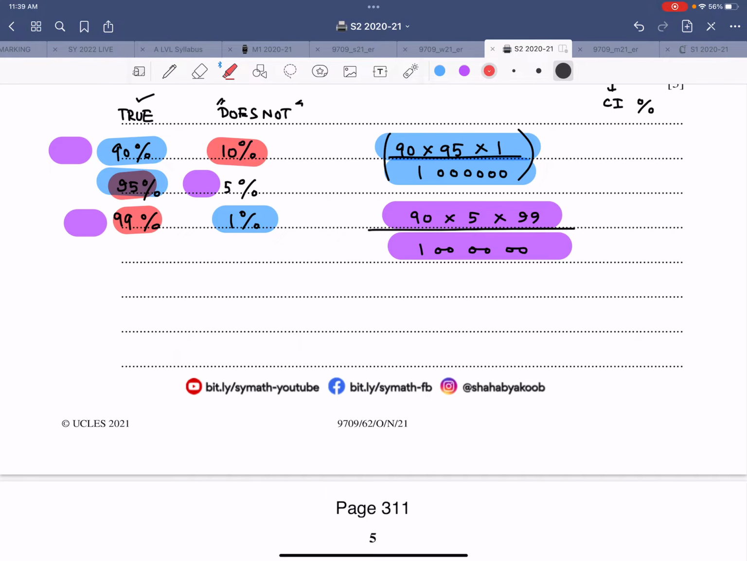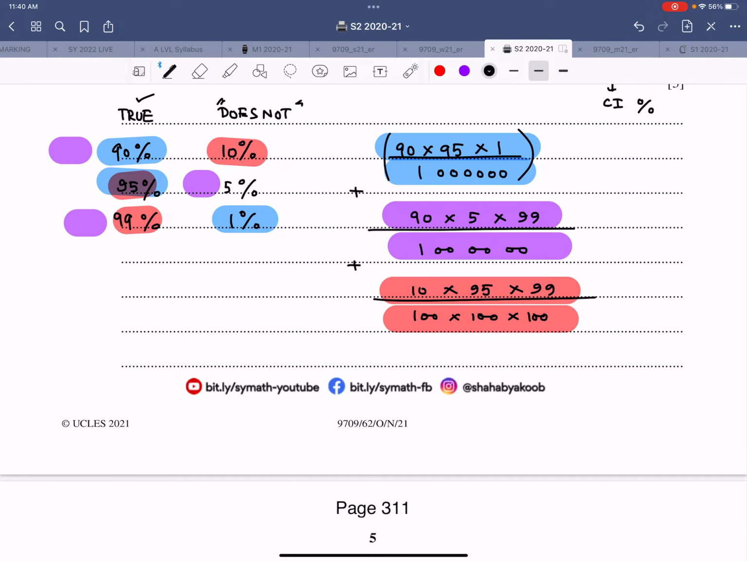So 99 and 95 and 10, that is the third one. So therefore the working is like this. There are 100 into 100 into 100. I'm writing in a different way. And then this is 10 into 95 into 99. So basically it's either this or this or this. So again, it's an S1 question rather than an S2 question as such.